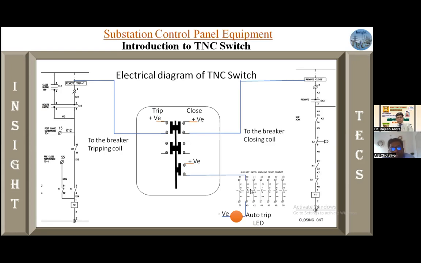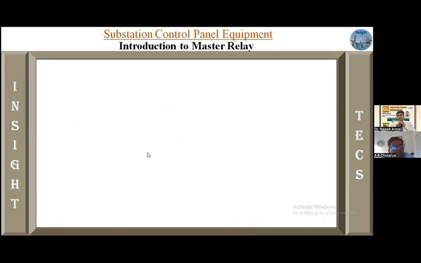Here is the auxiliary switch of the breaker, and auto trip is an indication: when you try to close the breaker and somehow the breaker does not close, then this LED will glow. So you may understand that something has happened, due to which my breaker is not closed. Okay. So this is how the TNC switch works.